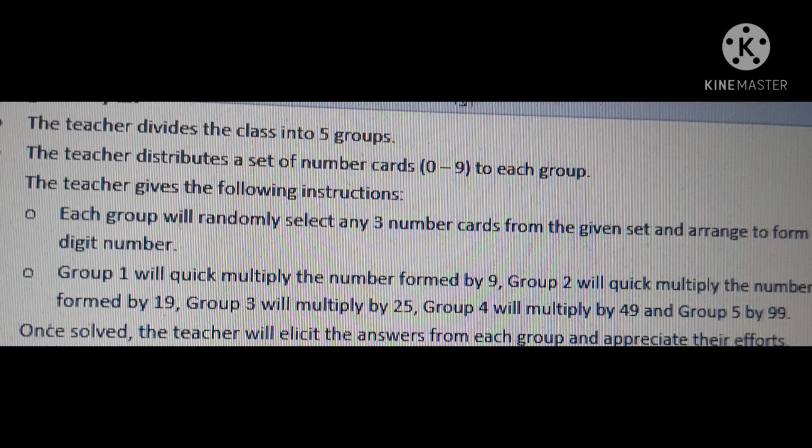Okay, once solved, the teacher will elicit the answers from each group and appreciate their efforts. Eliciting the answers from the students is very, very important. Always keep in mind.